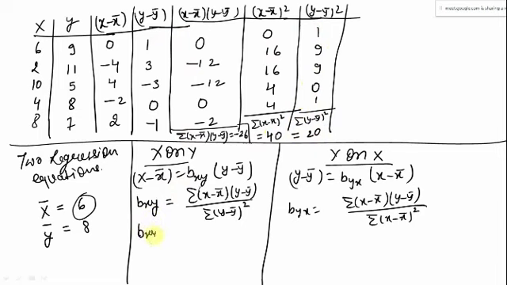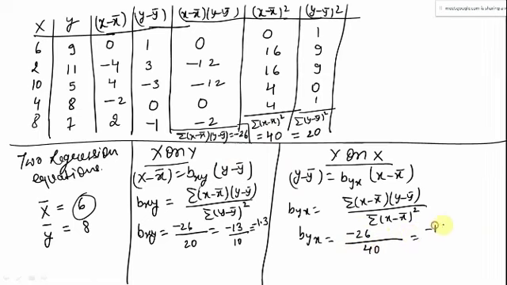So calculate bxy. Summation x minus x bar into y minus y bar is negative 26, divided by summation y minus y bar square, which is 20. You can simplify it like negative 13 upon 10. So it will be negative 1.3. Or you can let it be like this only, that's your wish. Similarly, byx can be calculated as negative 26 divided by summation x minus x bar square, which is 40. So negative 13 upon 20.